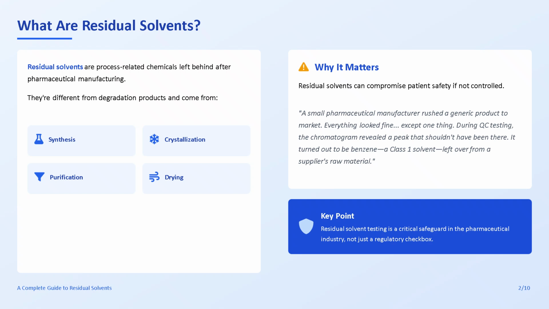A small pharmaceutical company rushed a generic product to market. Everything looked fine. But during routine QC testing, a small peak popped up on the chromatogram. It turned out to be benzene, a dangerous Class 1 solvent, carried through from a supplier's raw material. That single peak led to destroyed batches, months of investigation, and severe financial loss. This is why residual solvent testing isn't just a requirement, it's a safety barrier protecting both patients and manufacturers.